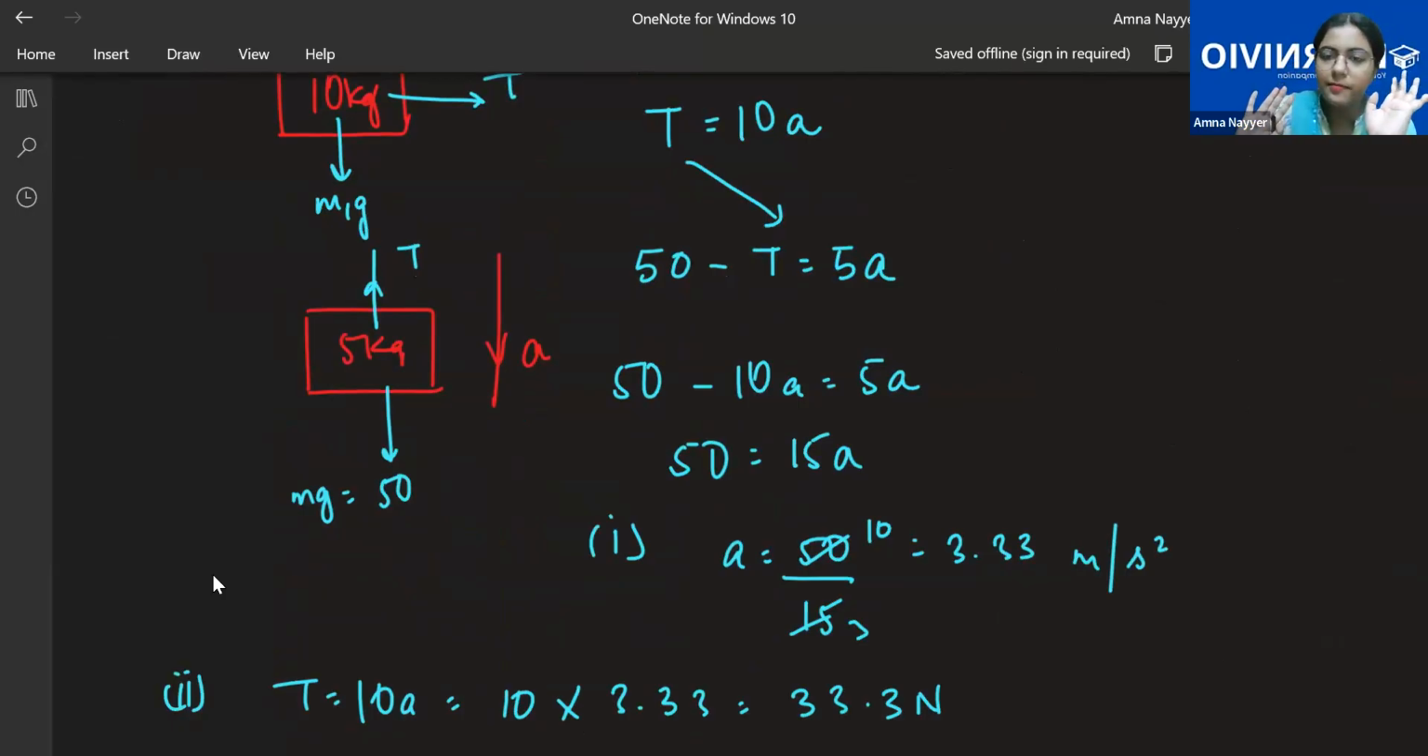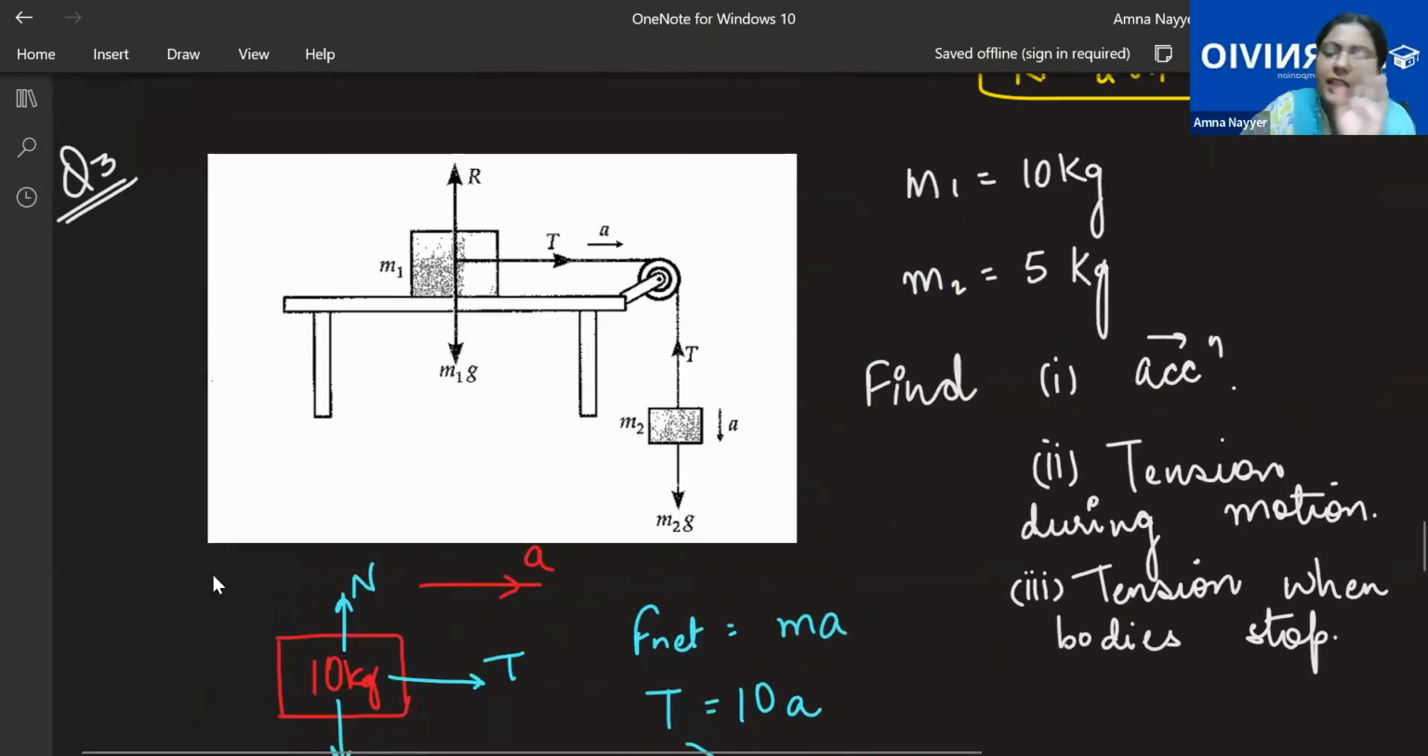Is this clear till here? Okay. If this is clear, can you tell me what will be the change for the third part? Because we only have one tension, T, which we have calculated. So what is the difference? How will I calculate the third part? Where do you think will the change be there? Yes, Nabila, you haven't answered anything. What do you think?